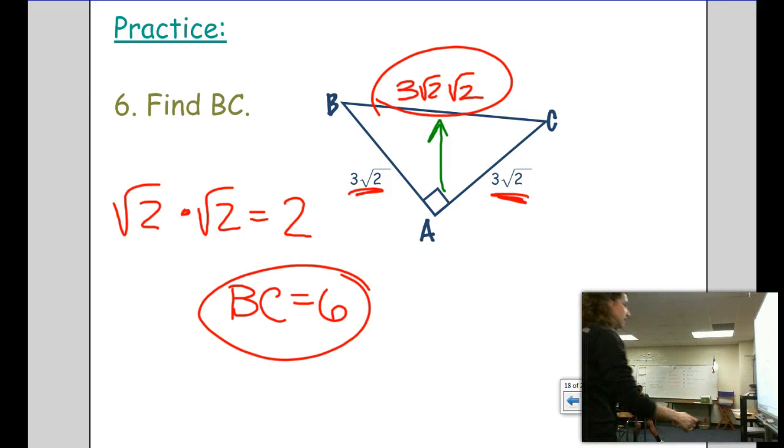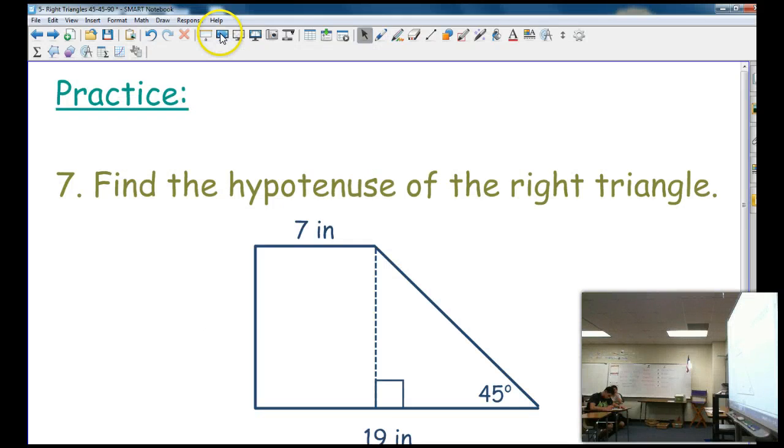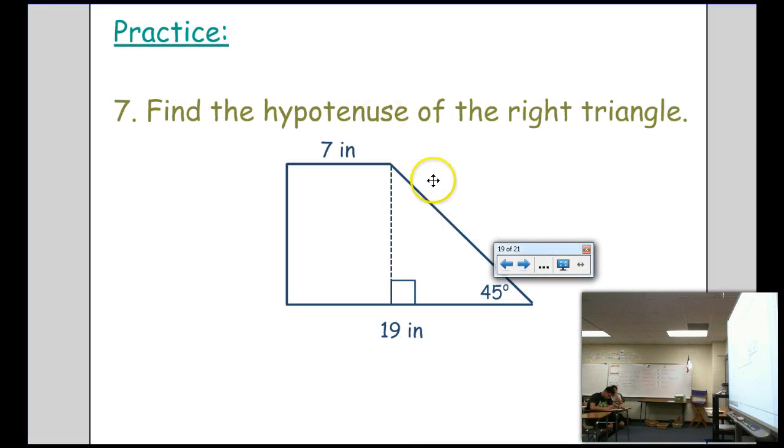Okay, let me pause this. Okay, do your last example. Add these values to your notes. Oh, good. Whew, you could have already done it. Are you already done?